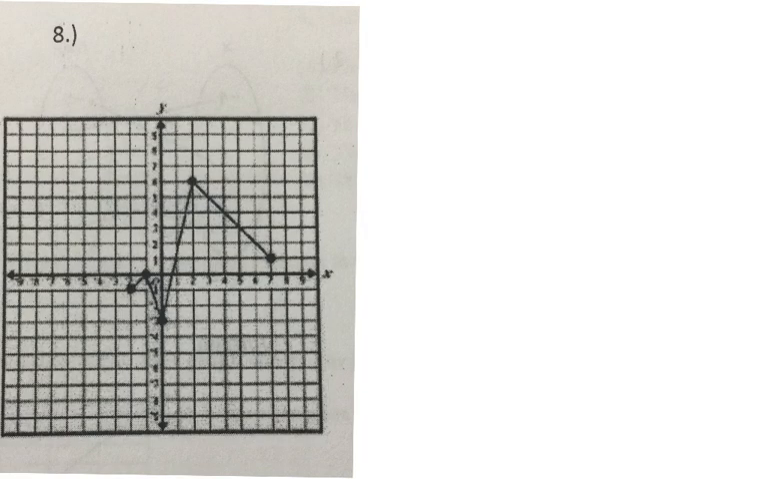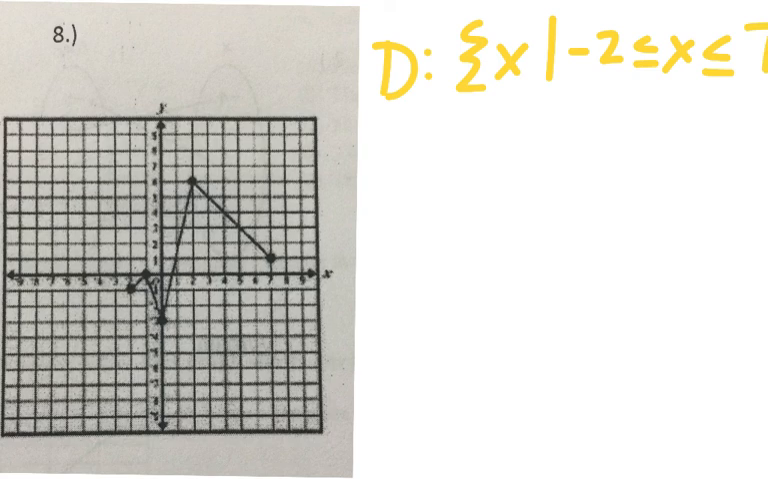Okay, first thing we're looking for is the domain. What's the lowest x value the graph takes on? -2. Does it include -2? Yes. What's the highest x value it takes on? 7. Does it include 7? Yes. Does it visit every x between -2 and 7? So we could say the domain is from -2 to 7.